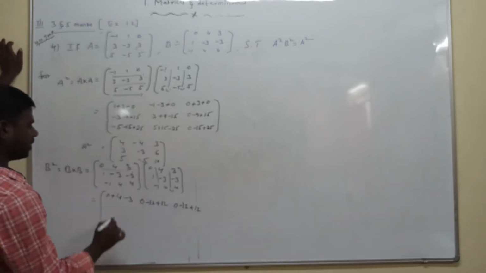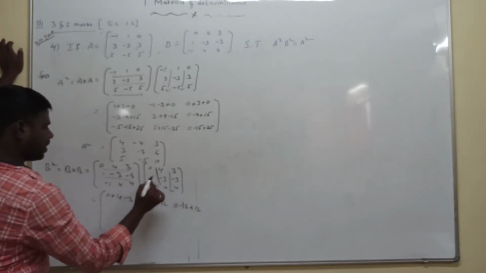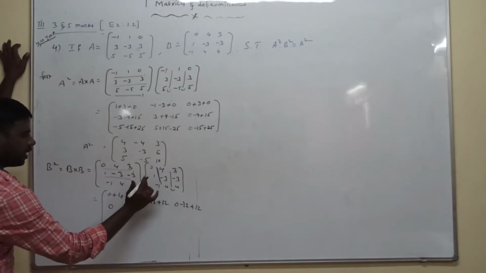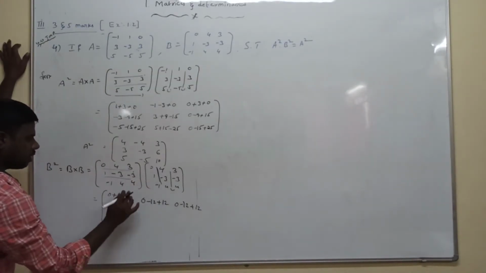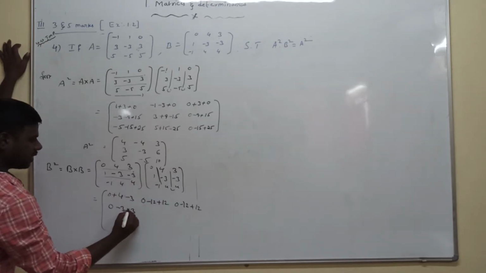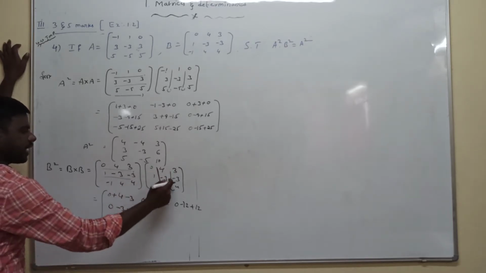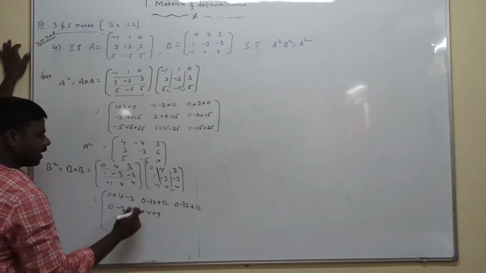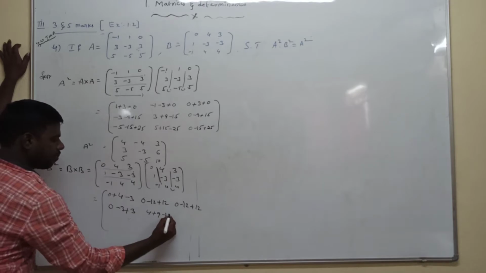So next, product with second row, first column: 1 into 0 is 0, minus 3 into 1 is minus 3, minus 3 into minus 1 is plus 3. Next, product with second row, second column: 1 into 4 is 4, minus 3 into minus 3 is plus 9, minus 3 into 4 is minus 12.